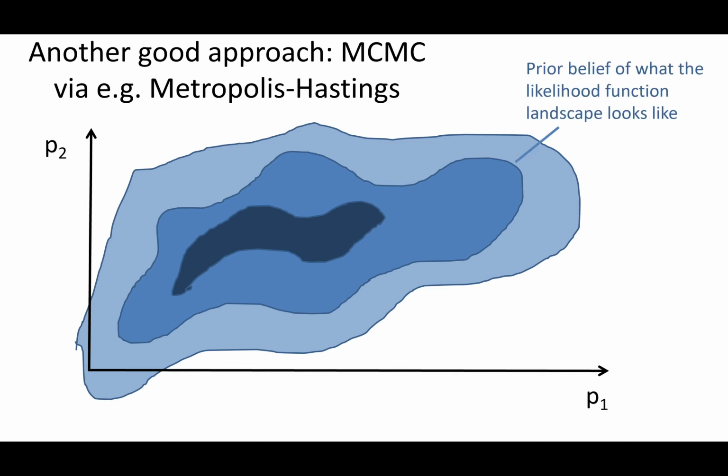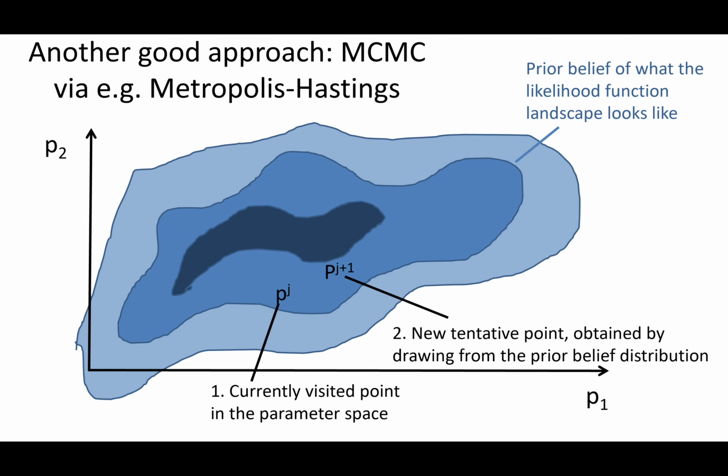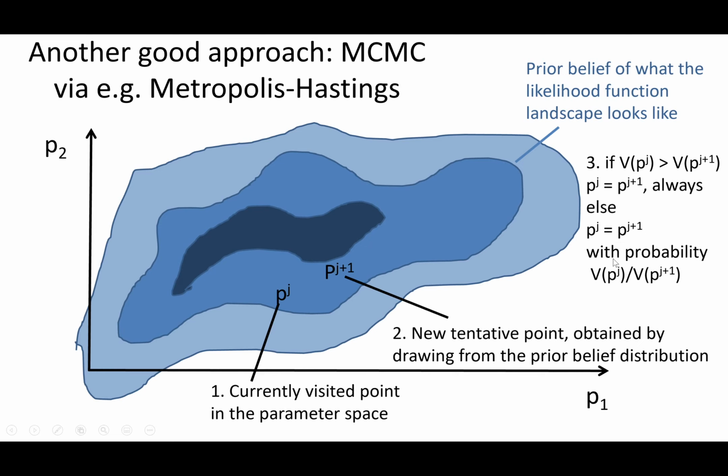And the most common approach is to use Metropolis-Hastings, where you have some prior belief, you have some currently visited point, you have a tentative point, and then you pick this tentative point if the new cost is lower than the previous cost. So if it's an improvement, you always pick it, and otherwise you pick it with a probability, and the probability decreases as you go to worse and worse points in parameter space.